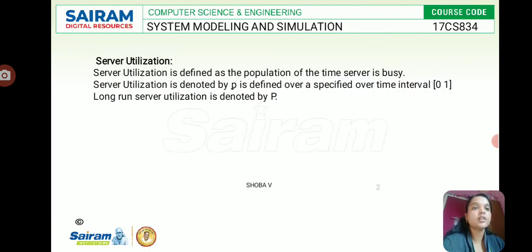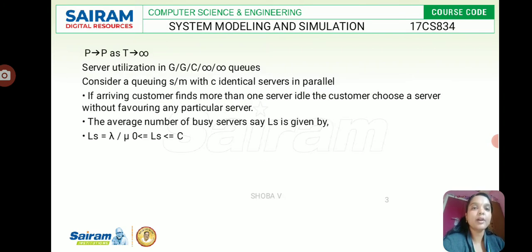And server utilization, in the definition they have given, is the proportion of time the server is busy. This is denoted by small p, and it is defined over a specified time interval, 0 to 1. That is the range of the server utilization. And long-run server utilization is denoted by capital P. We can apply this server utilization to long-run server utilization, so p implies P as T implies infinity.